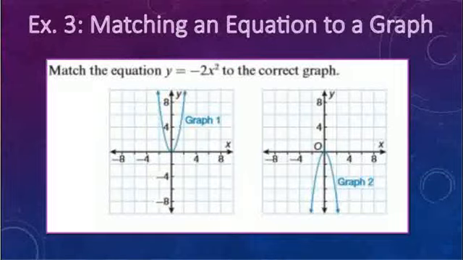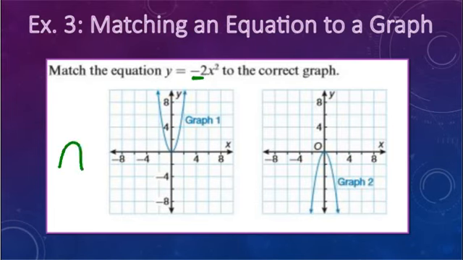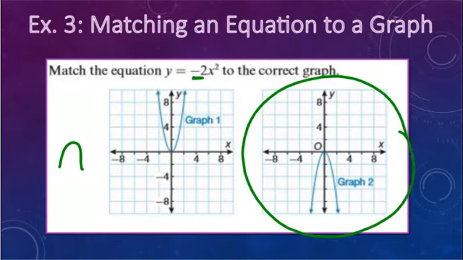Another one, matching the equation y equals negative 2x squared to the correct graph. Now, because it's a negative coefficient, I know that my graph's got to open downward. The only one that opens downward is graph 2. If it was a positive, then it opens upwards.